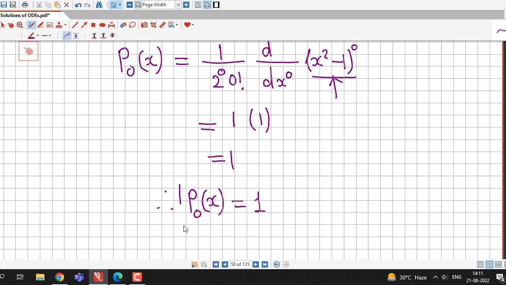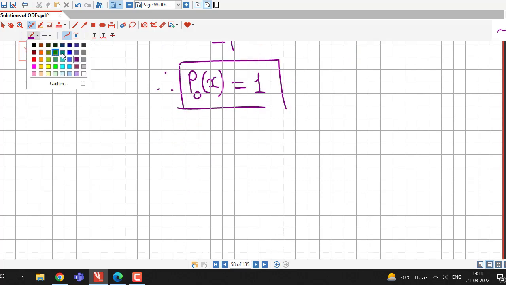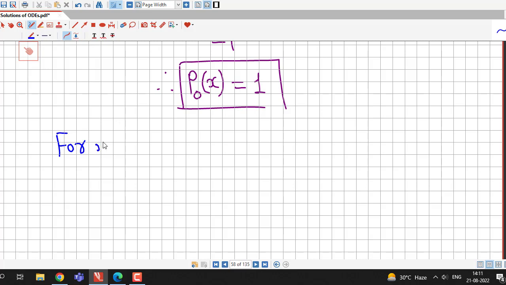Similarly, we can obtain this for n equal to 1 first. We will obtain the Legendre polynomial of degree 1, that is P1(x).